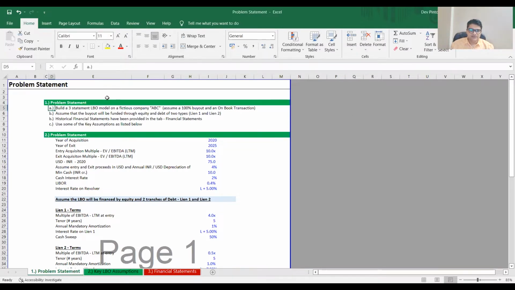Build a three-statement LBO model on a fictitious company ABC. Okay, so the company is not real. Assume 100% buyout and an on-book transaction. So LBOs can typically happen on-book or off-book.